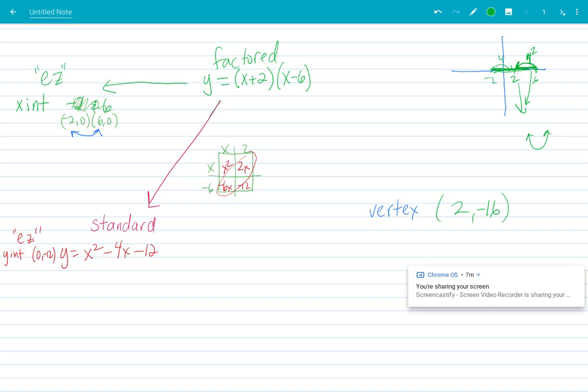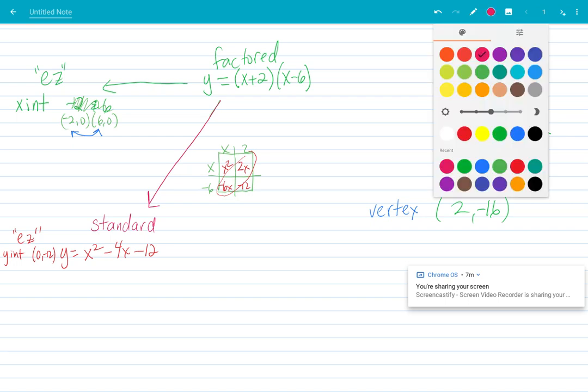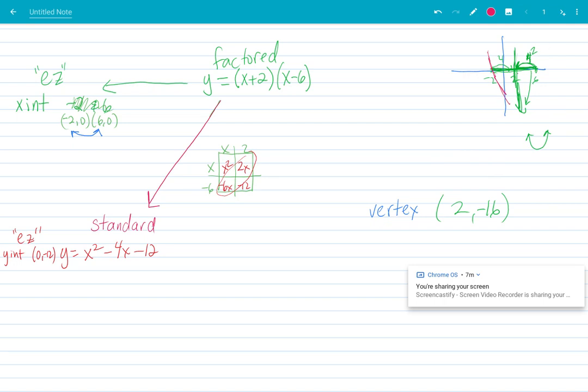So let's prove it. Let's do the long way. So we know that the vertex is going to be at 2. You guys agree with that already? We know that 2 is where the middle of, I'm sorry, that's the middle of 6 and negative 2. So what do we got to do with this number? We got to plug it in.